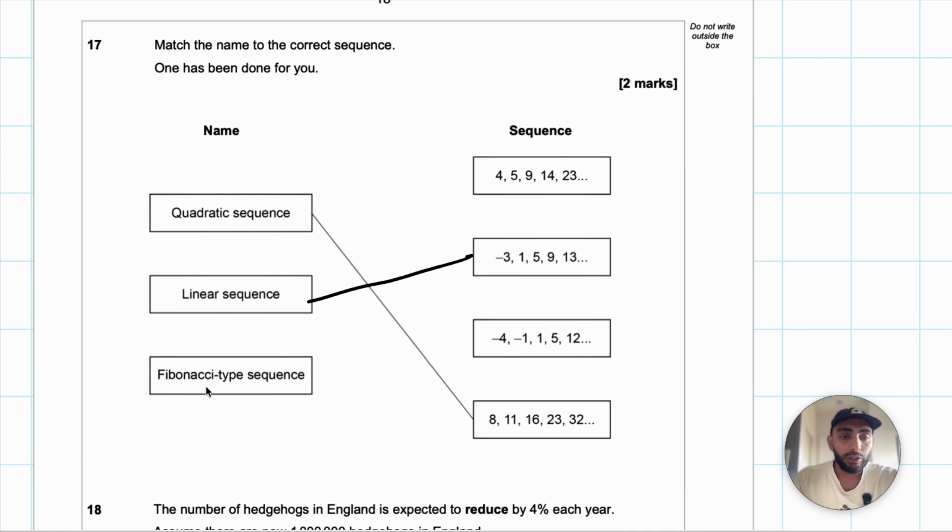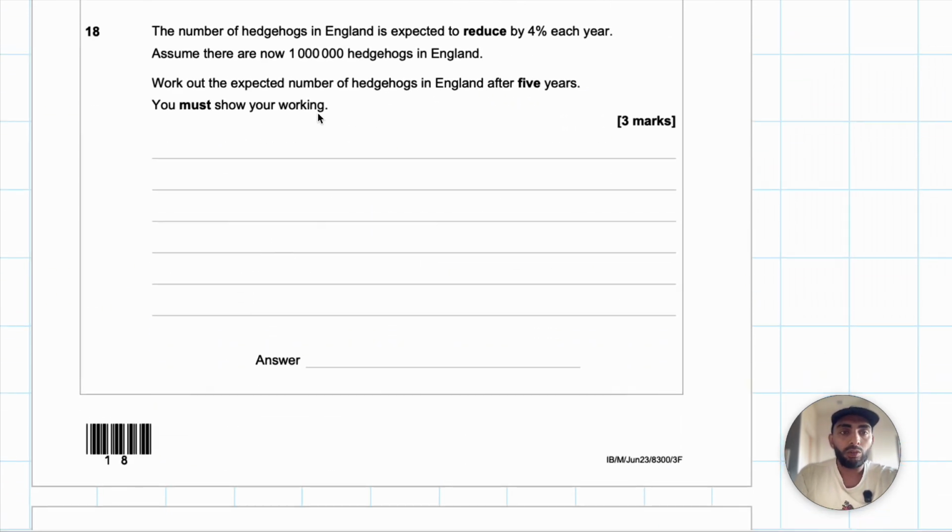Fibonacci just means the previous two numbers are adding to make the next number. So 4 add 5 gives me 9, 5 and 9 gives me 14, 14 and 9 gives me 23. So that's Fibonacci. Question 18.